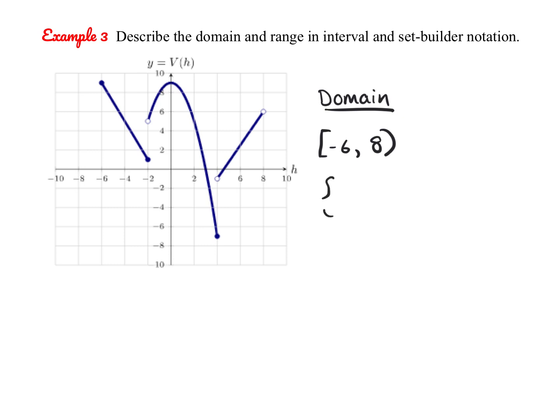For set builders, we can say x such that -6 is less than or equal to x, which is less than 8. So make sure you're not including 8 in your domain.